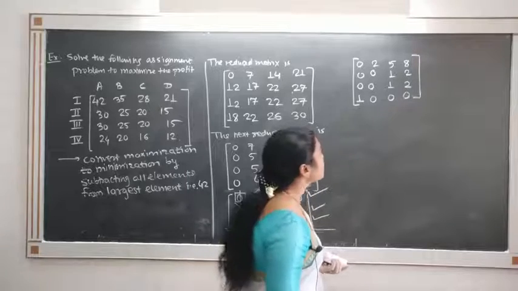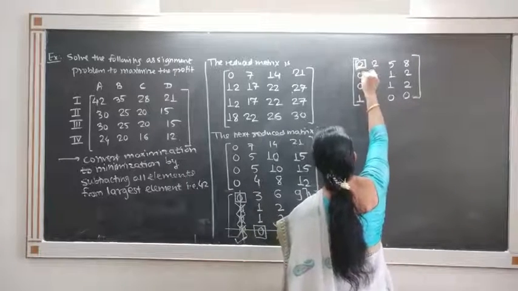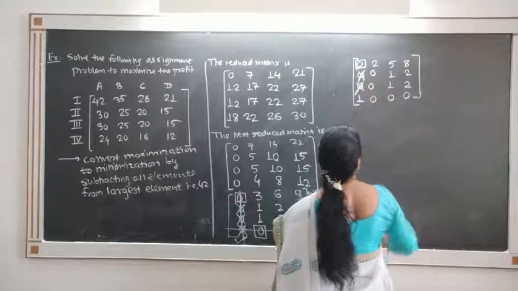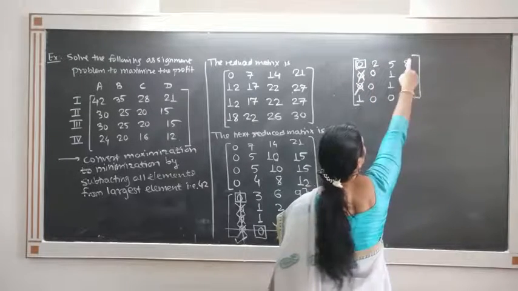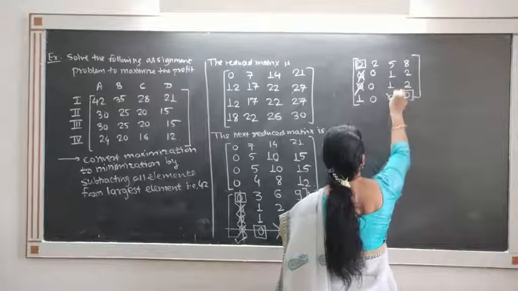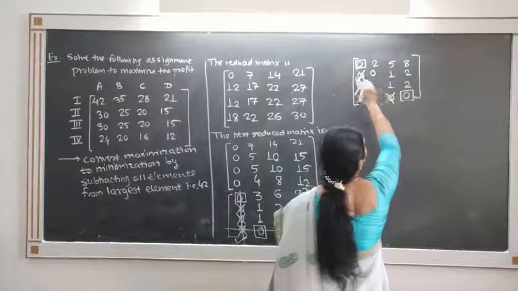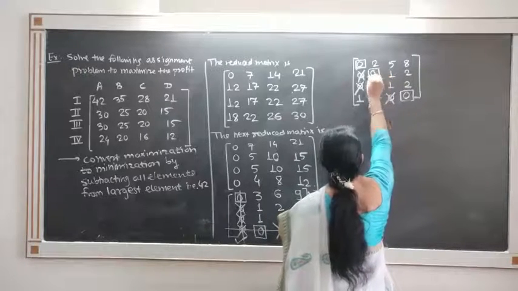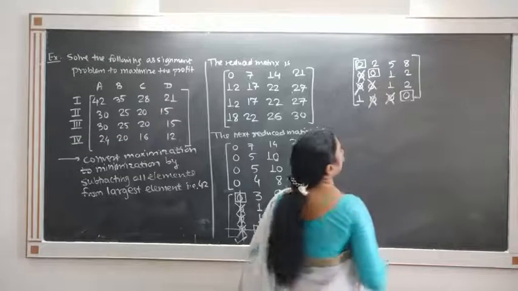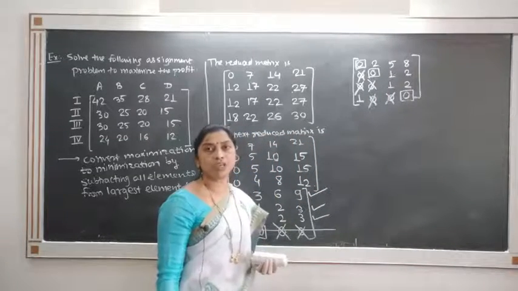So search for a single 0. First row contains a single 0. Box this. Cross out the remaining. Search for a single 0. Last column contains a single 0. Box this. Cross out the remaining. Next, second row contains a single 0. Box this. Cross out the remaining. Observe that again the number of assignments is only 3.